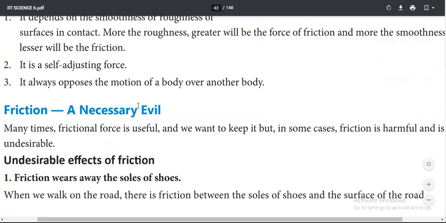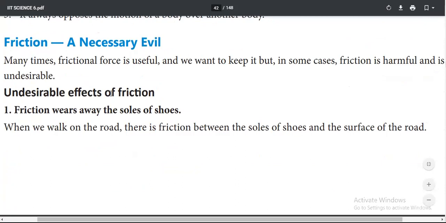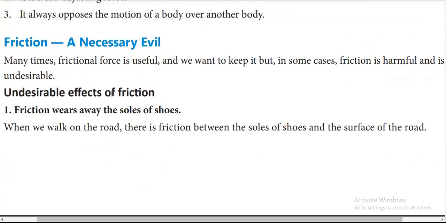Friction, a necessary evil. Friction is a very important force, and it is present in our daily life. We will see why with some examples. It plays a very important role in our daily life, so it is necessary also. Many times frictional force is useful, but sometimes it is not useful, or it is harmful to us. Okay, so it is desirable or undesirable also.